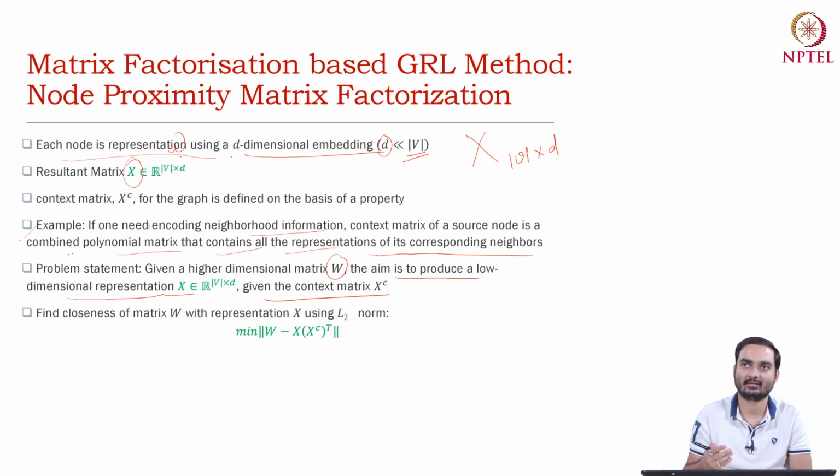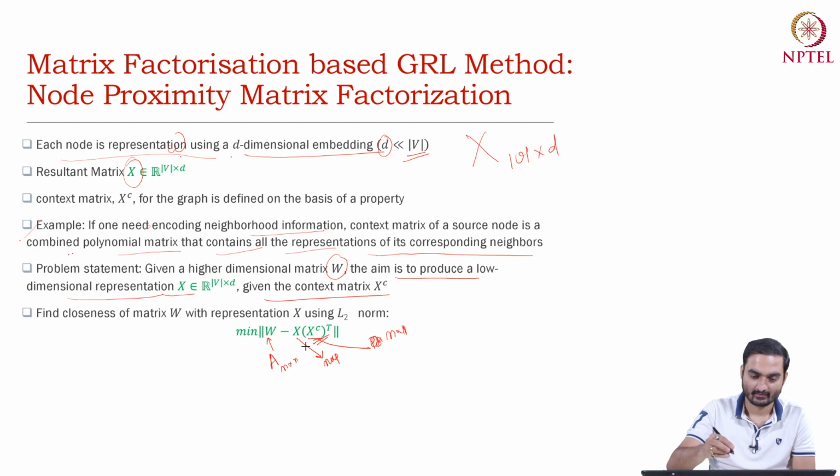Xc can capture the context of a node. A context can be, say, a node feature or some sort of aggregated information of the neighbors and so on. Let us say W is A, and this is n cross n, as I mentioned earlier. So we will try to come up with a matrix X which would be n cross P, and Xc would also be n cross P. We take the transpose, and this would be P cross n, right.